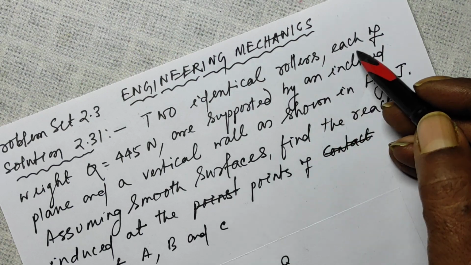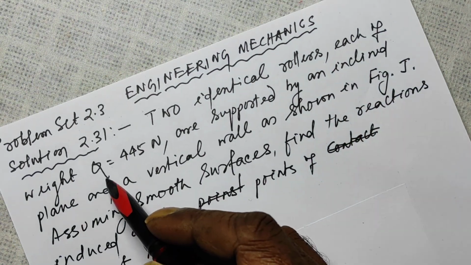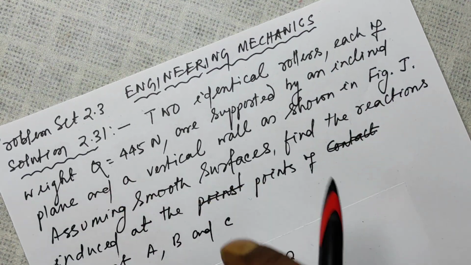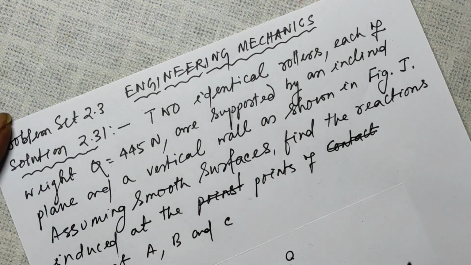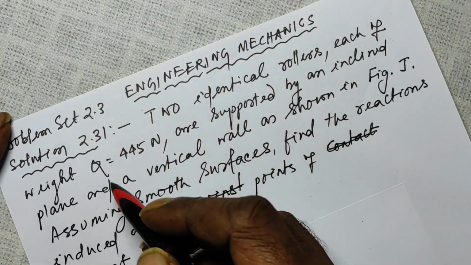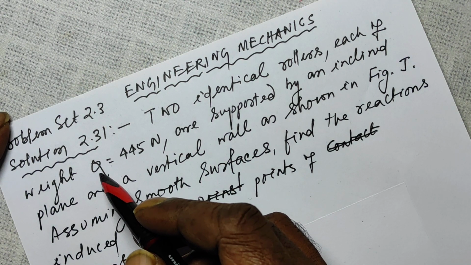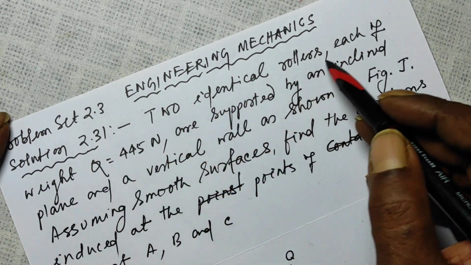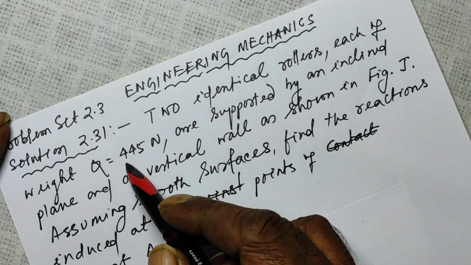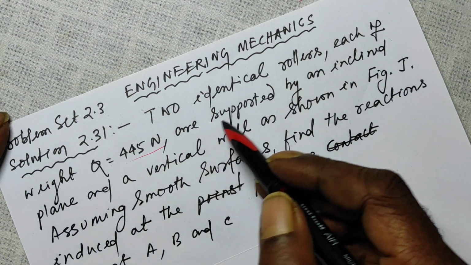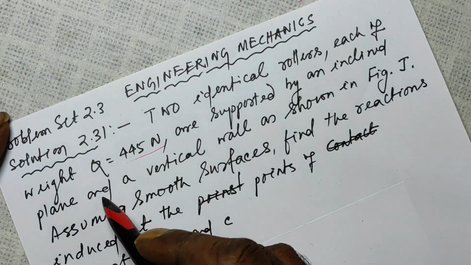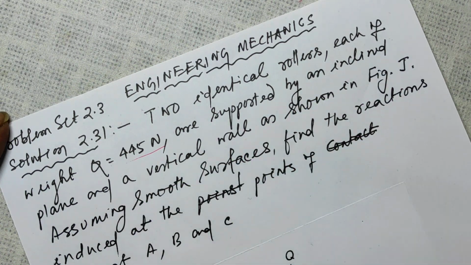Two identical rollers, each of weight. Weight is nothing but the gravity force, mass into acceleration due to gravity. Two identical rollers, each of weight Q, 445 Newton, are supported by an inclined plane and a vertical wall.